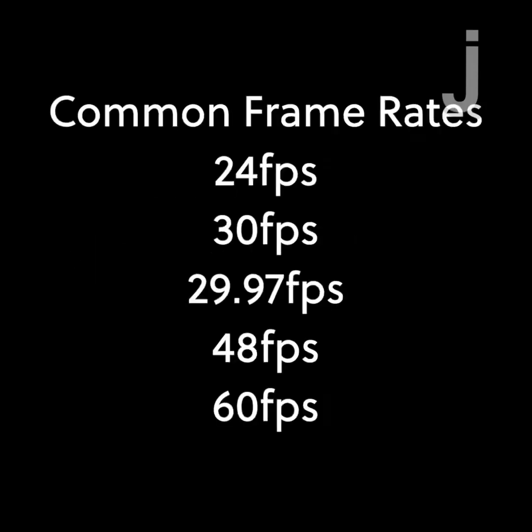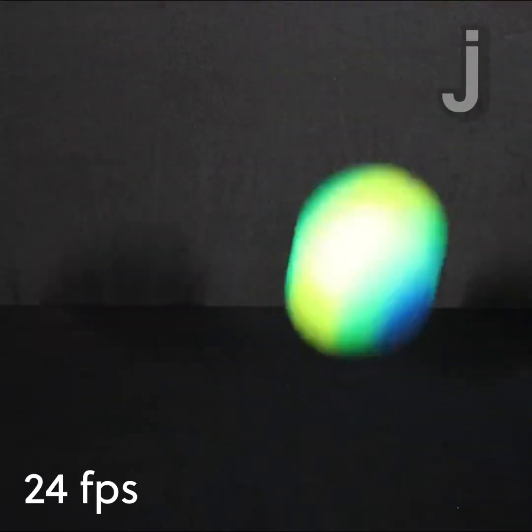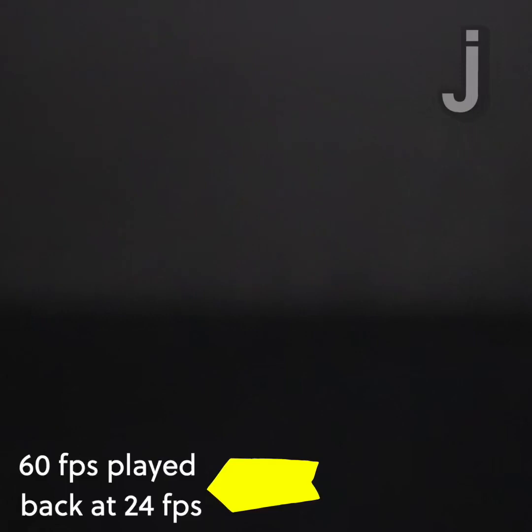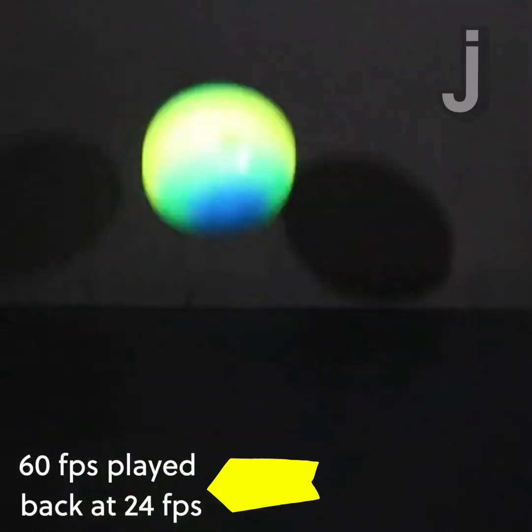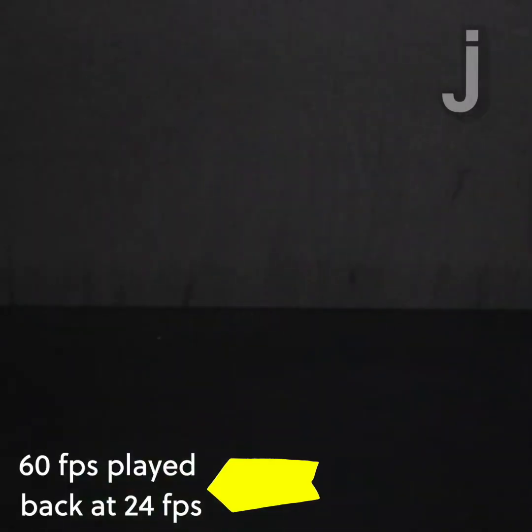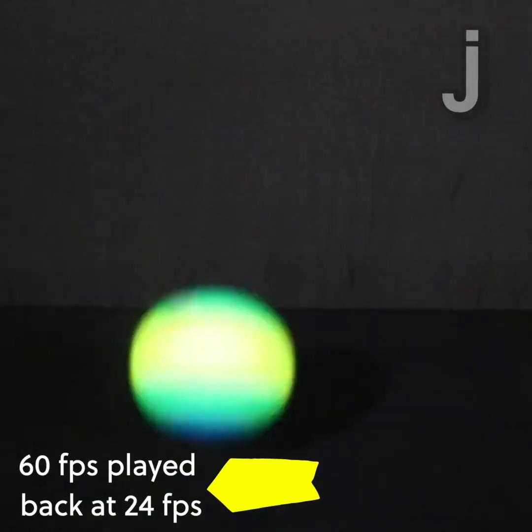Frame rate is how many individual pictures that make up the video are taken per second. 24 frames per second is standard, and if you increase that to something like 60 or 120 frames per second, then play it back at 24, that's how you get slow motion effects.